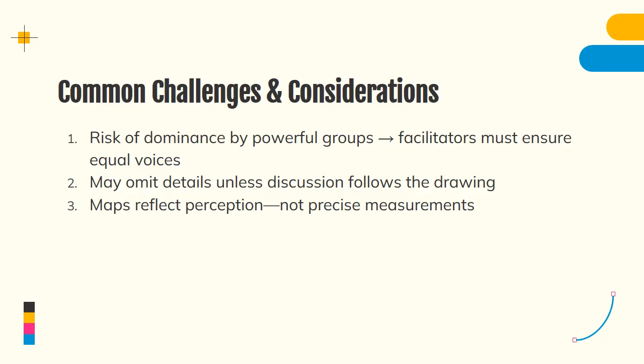Of course, no tool is perfect, and social mapping comes with its own set of challenges. First, dominant individuals or groups may take over. That can silence others and skew the map. Second, if there's no proper discussion afterwards, key details might get missed. Drawing is just part of the process. Conversation brings it to life.